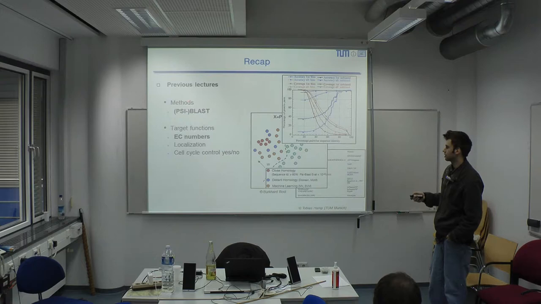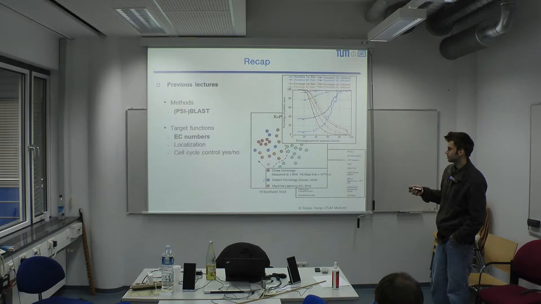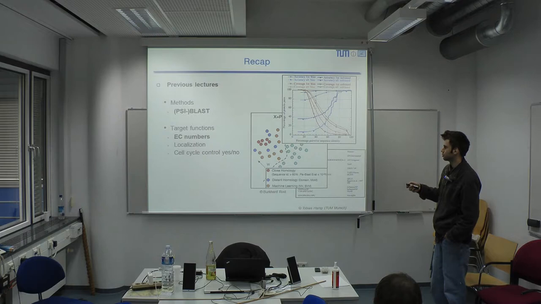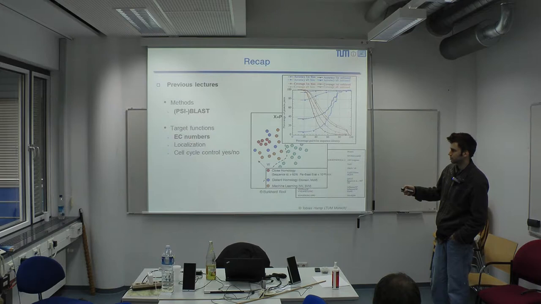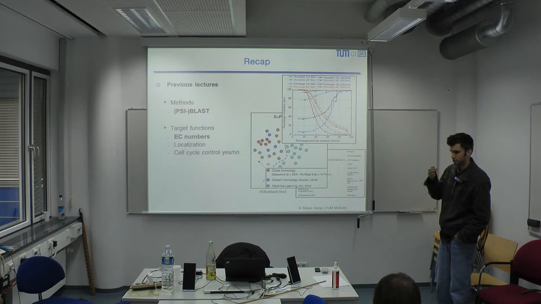And if you do that, you quickly find out that the accuracy of this type of prediction really depends on the similarity between the target and the template, as shown last week in a graph like on the right. You see that at about 80% sequence identity and above, the prediction is quite accurate, but then quickly drops for lower identities. Similar things are true for the prediction of localization, or whether the protein is controlling the cell cycle or not.